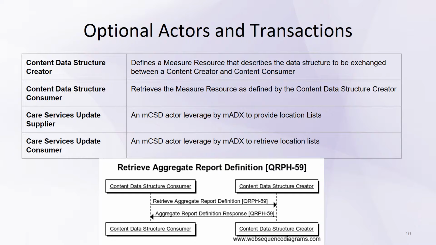The optional actors and transactions in mADX are the content data structure creator, which is responsible for creating this measure, the content data structure consumer, which is responsible for consuming this measure, the care services update supplier, which is an MCSD actor responsible for providing location lists, and its counterpart, which is responsible for receiving those lists, the care services update consumer.